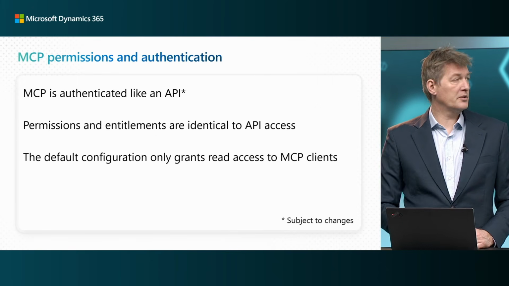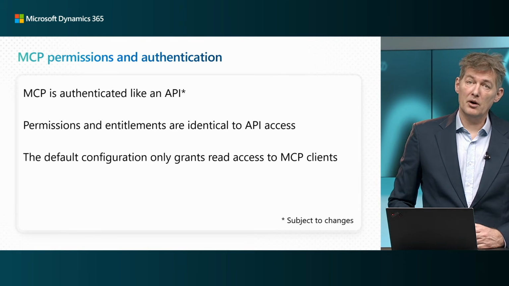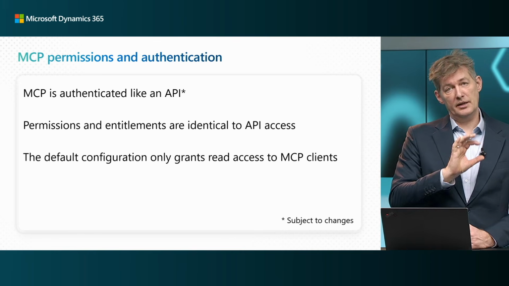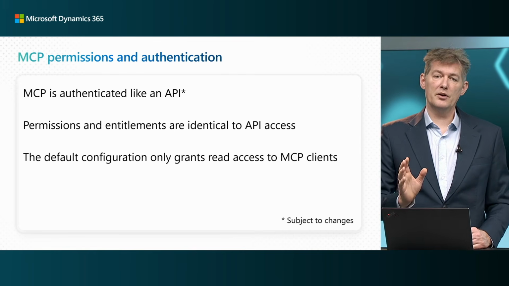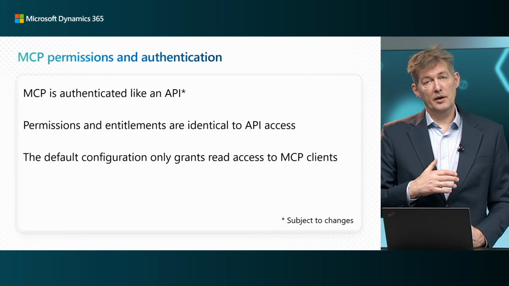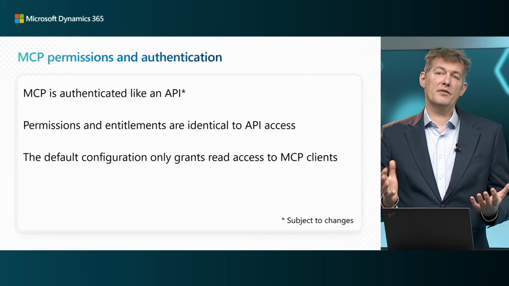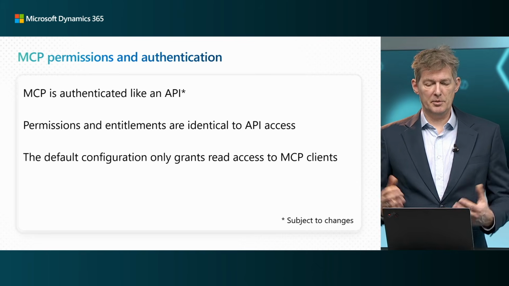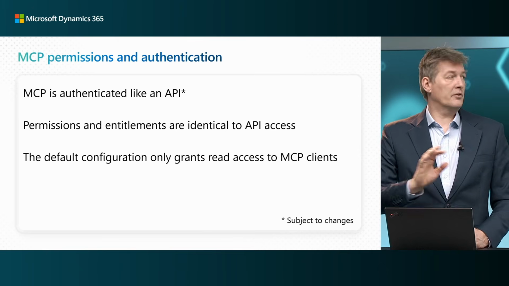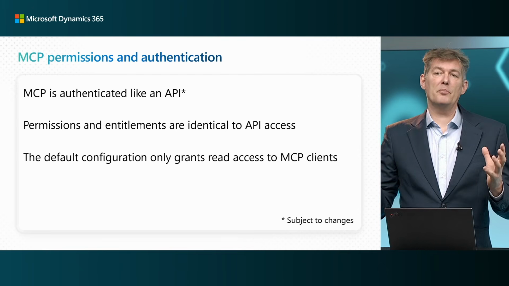And for write scenarios, it's important to know the permission model, the authentication model for MCP. And fortunately, it's the same thing as you already know if you work with APIs. It's authenticated like an API, permissions, entitlements, everything is the same as when you use APIs. And the default configuration only grants read access. So it's not like you open up, want to try something out, and then the agent can just go wild on your data. It can only read data by default.